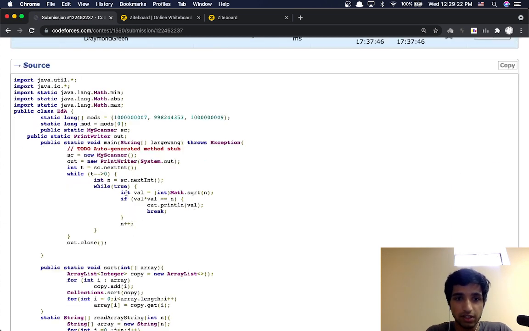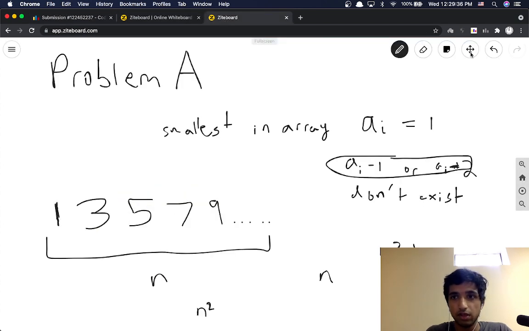Then here's my implementation. I was worried about precision error when taking the square root, but I don't think it should be a problem. Okay, so problem B.